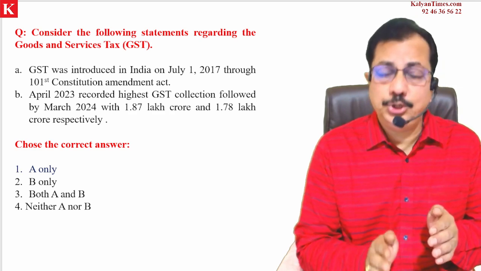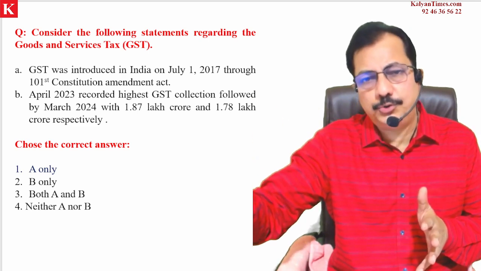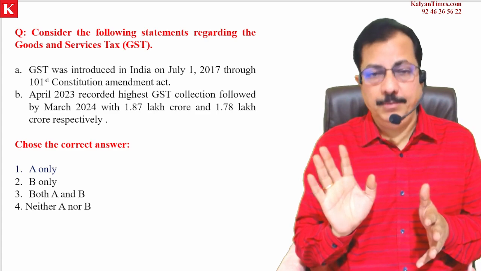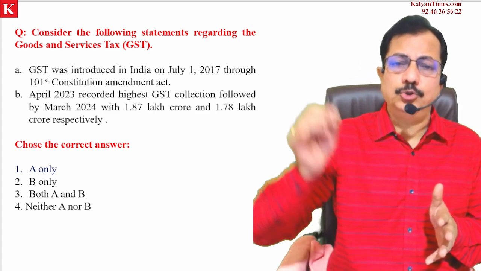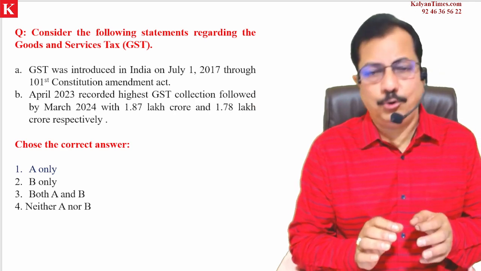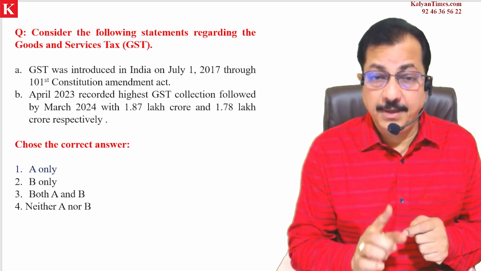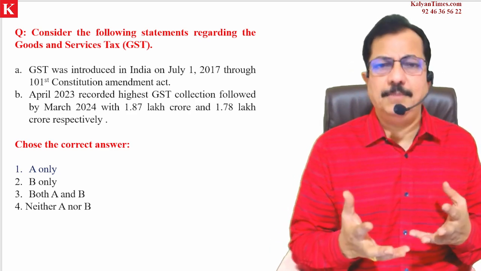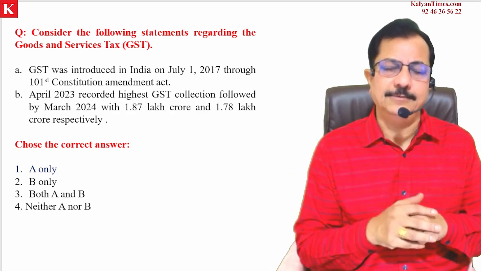By any chance, if it crosses 1.78 lakh crores at any time, then this particular statement will be wrong. If the collection goes beyond 1.87 lakh crores, then the statement will become wrong. That is the reason why you must be very careful. And all these updates you will be getting only in the newspaper very nicely.